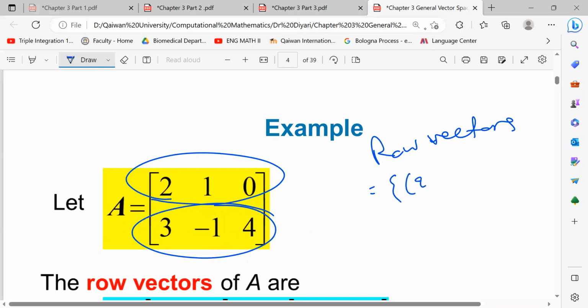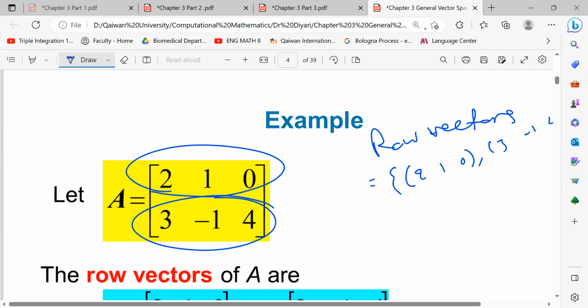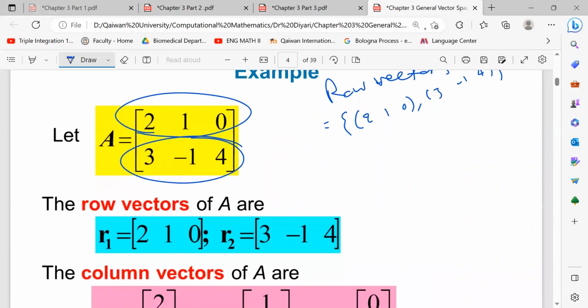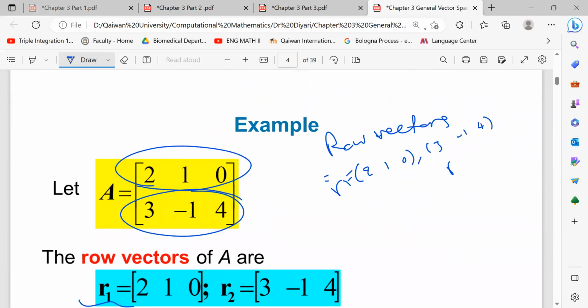It is 2, 1, 0, and 3, -1, 4. These are the row vectors. This is R1 and this is R2. So the row vectors are R1 is this and R2 is this. We have these two vectors. These are the row vectors.